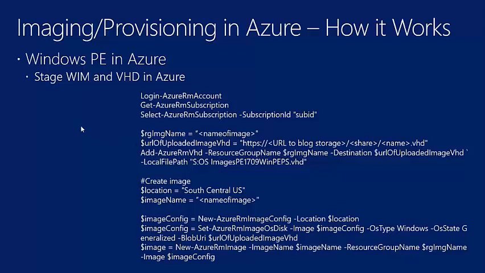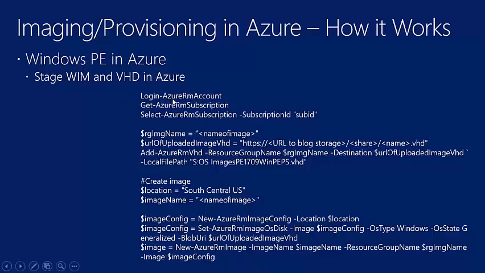So obviously we need to be able to get the WIM that we're using to image onto the VHD into Azure. So we'll also need to get the VHD that we've loaded with PE up into Azure. So there's a couple of PowerShell scripts that we'll use for the process next. This one that you see, you won't see me demonstrate this because it takes not a short amount of time for a couple of the different steps. But you'll be able to see the PowerShell script here.